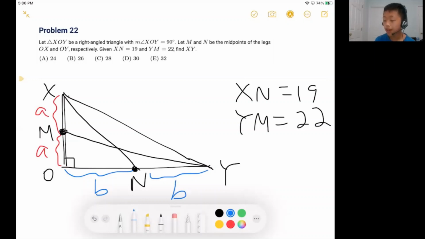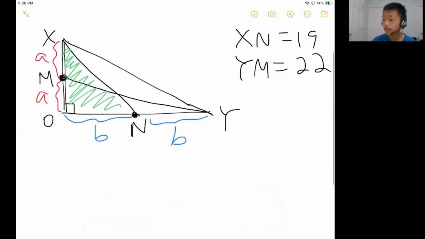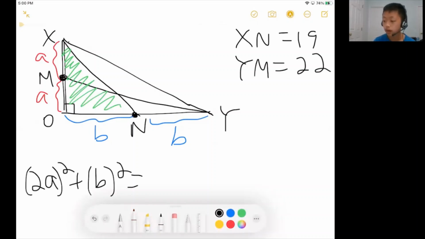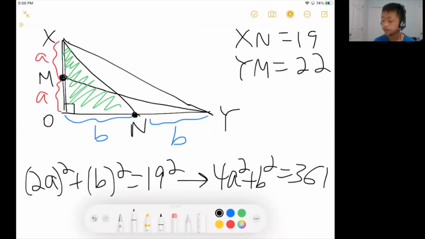So now we can just use the Pythagorean theorem, right? If you look at this green triangle, triangle XON, we know XN is 19. So we know that the sum of the squares of the legs has to equal the square of the hypotenuse. So we get that 2A squared plus B squared has to equal XN squared by the Pythagorean theorem. So you can just write this as 4A squared plus B squared equals 361.